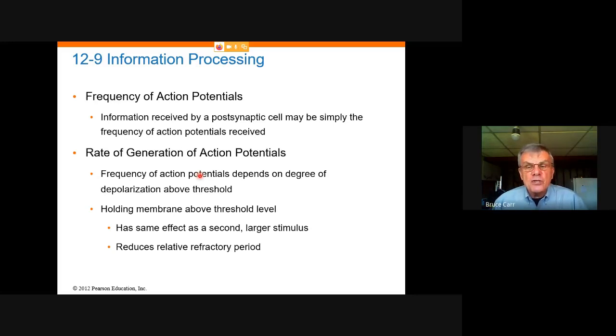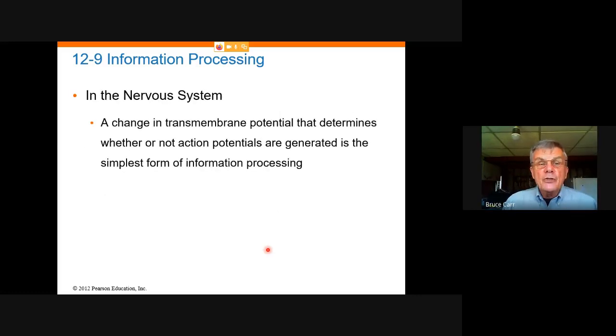The frequency of action potentials depends on the degree of depolarization above threshold. Holding the membrane above threshold level has the same effect as a second larger stimulus and reduces the rest or recovery period. In the nervous system, it's the change in the transmembrane potential in a very short period of time that will determine whether action potentials are reached and generated. That is the simplest form of information processing.